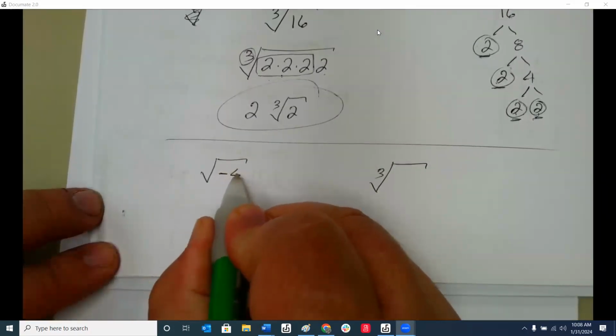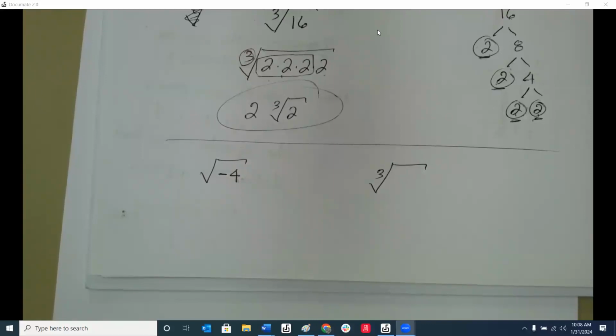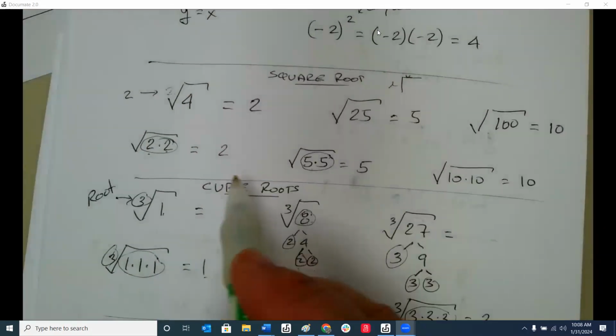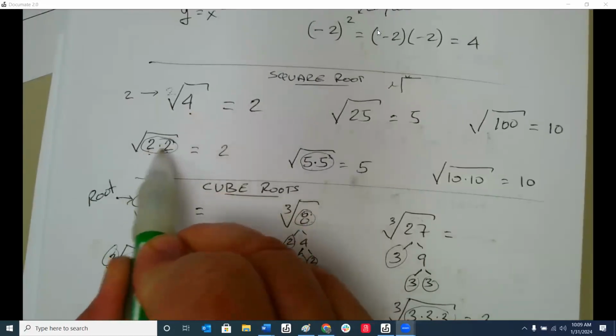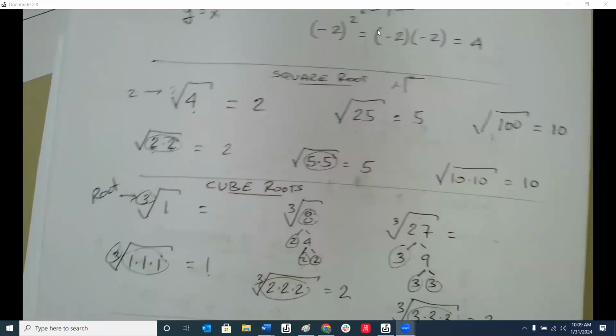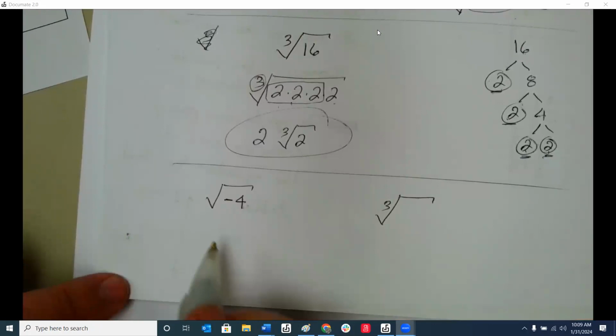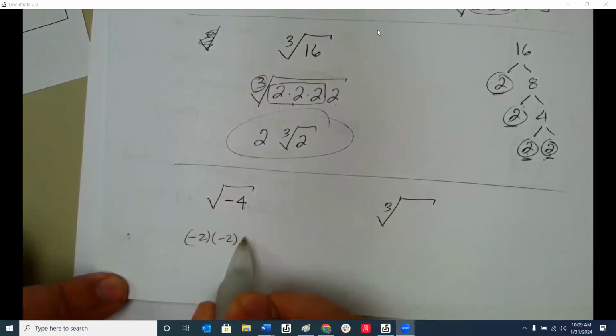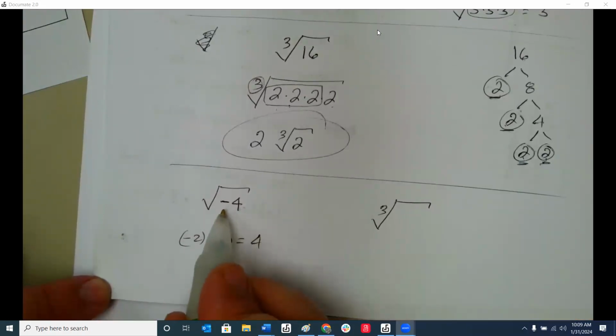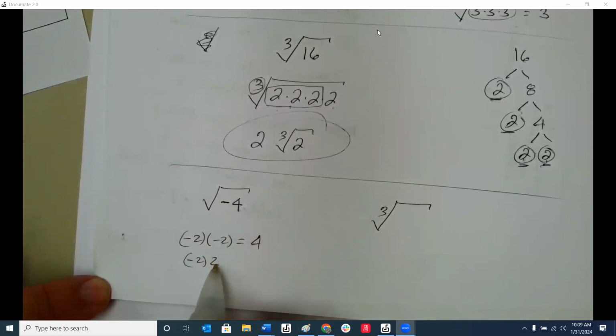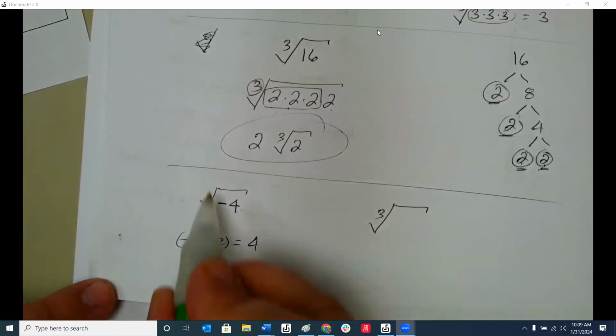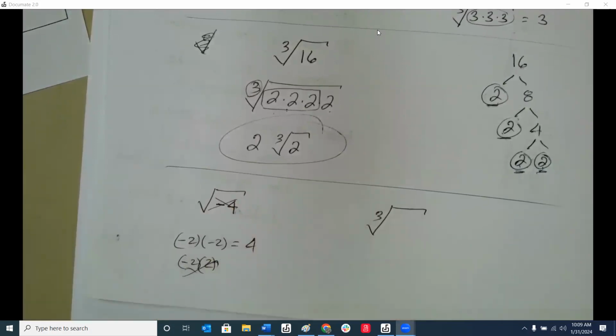Can you take the square root of -4? Why not? Because remember what we need. For example, 4 is made up of what? 2 times 2. They have to be exactly the same numbers. Can you break down -4 into 2 numbers? So -2 times -2 is what? +4, not negative. We can't go -2 times 2 because they're not the same numbers. So in square roots, you cannot have negatives inside there.